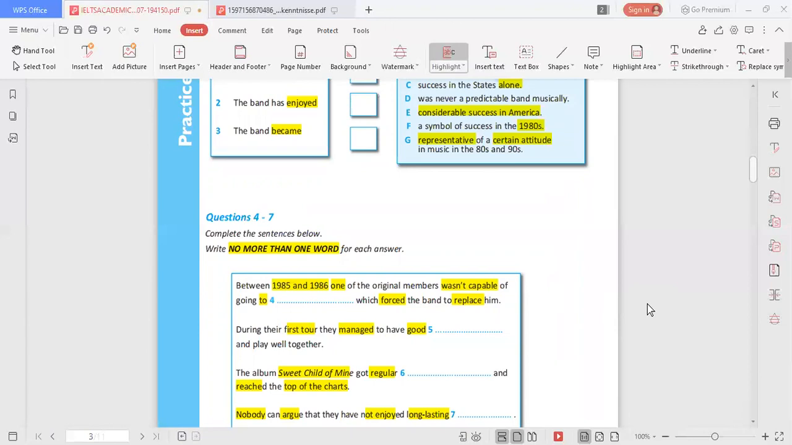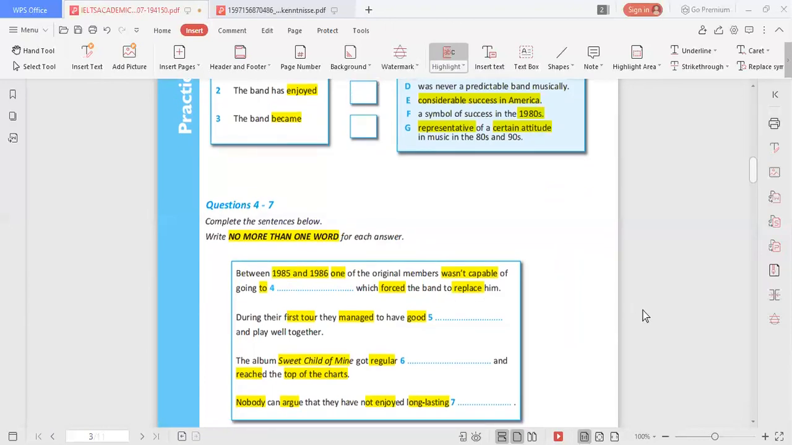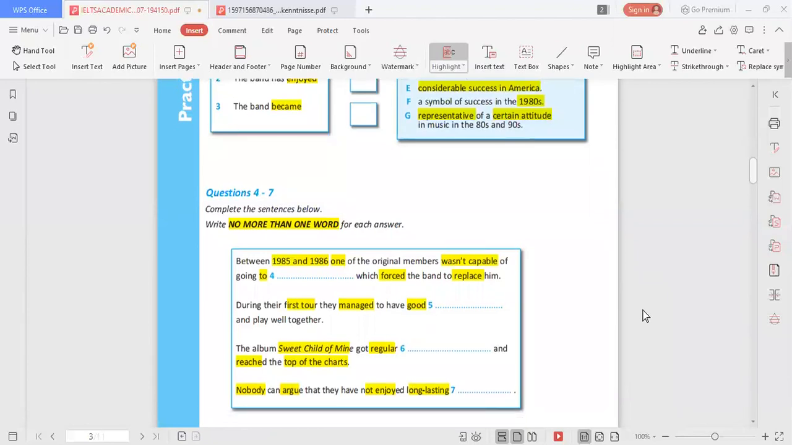And that brings me to the point, always when you have such types of questions, after you have put your supposed answer in the gap, read everything from beginning to the end, make sure it makes sense before you finally leave it there as the answer. For example, between 1985 and 1986, one of the original members was incapable of going to rehearsals, which forced the band to replace him. And that makes for a perfect answer. All right, so that's the way to go about it. Let's do number 5 together.